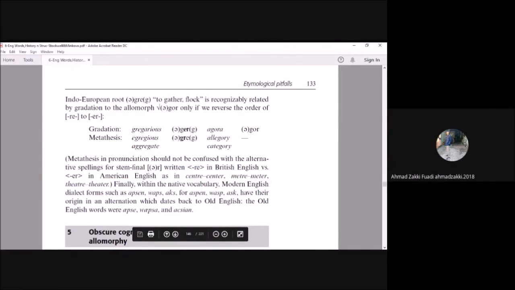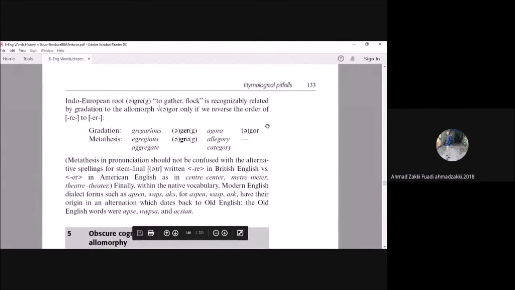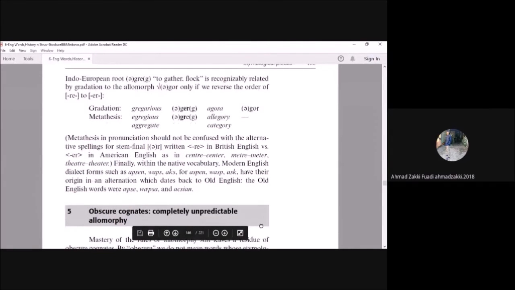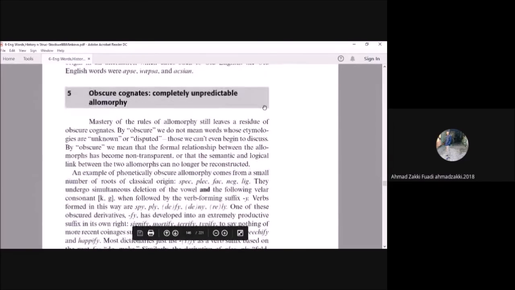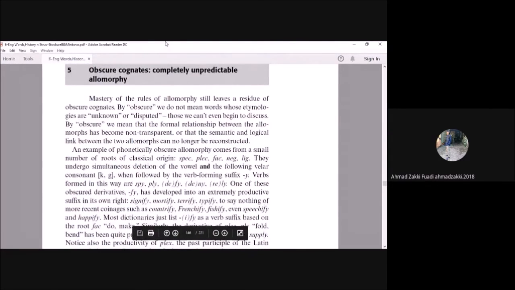Okay, thank you, Renida. So let's move to the next topic. This is the fifth topic, about obscure cognates. So who wants to explain about this? I will try to explain a little bit about this topic.